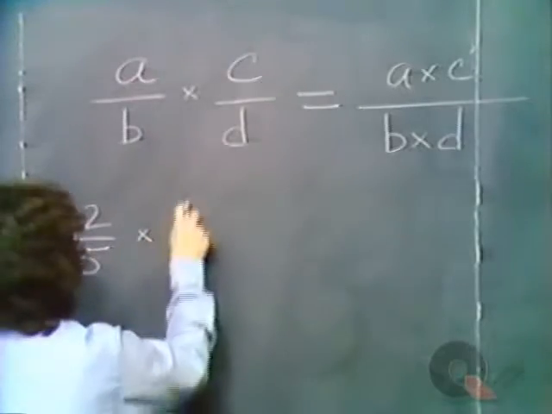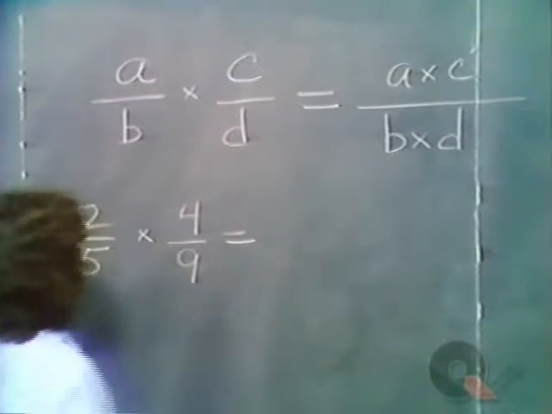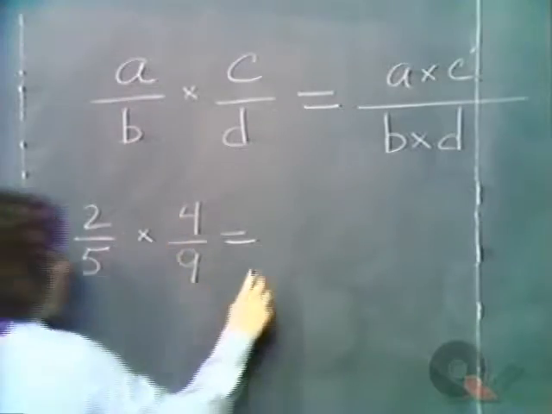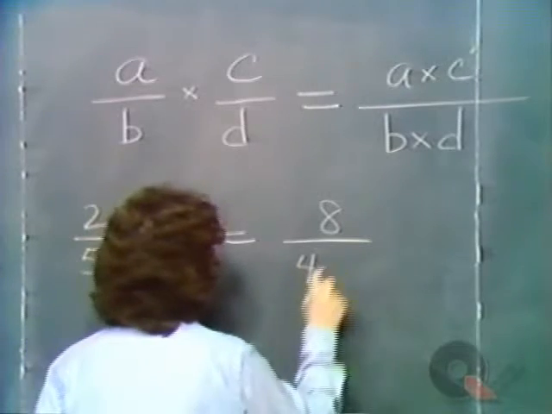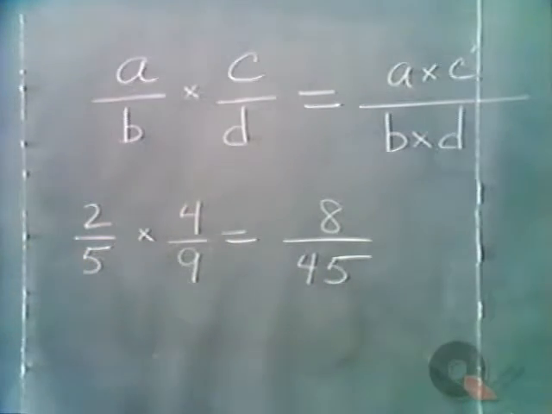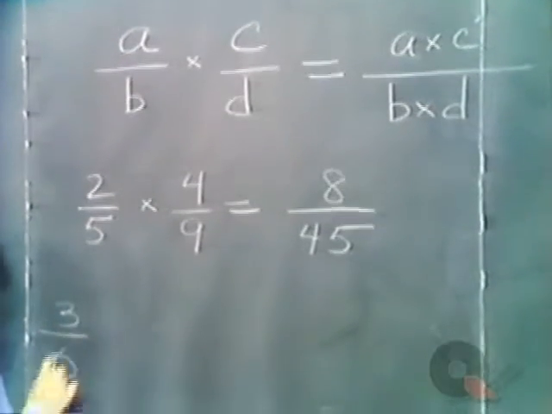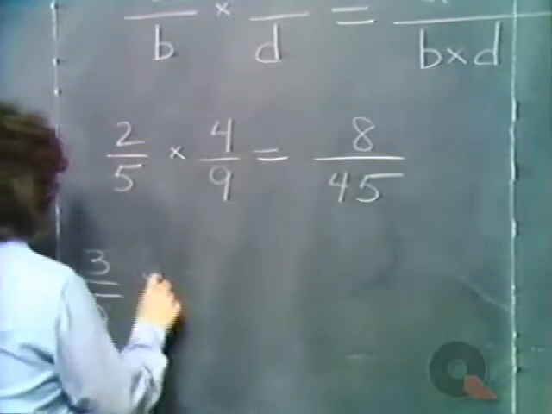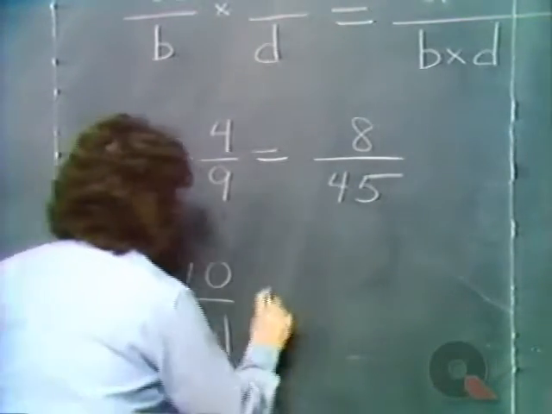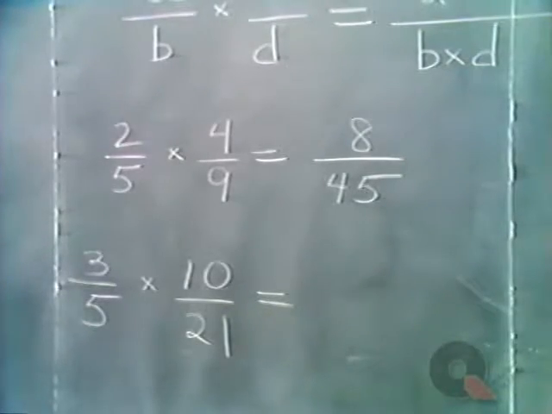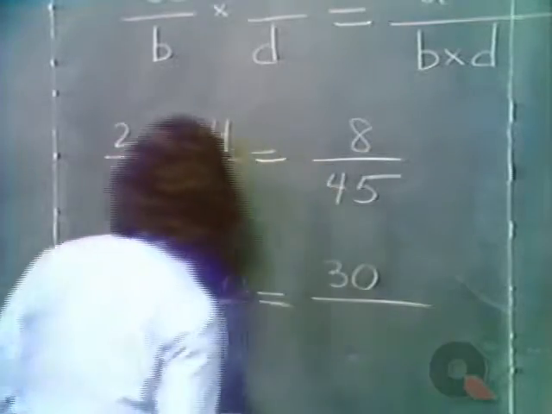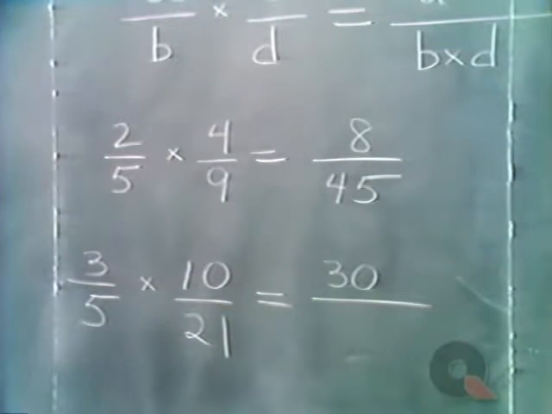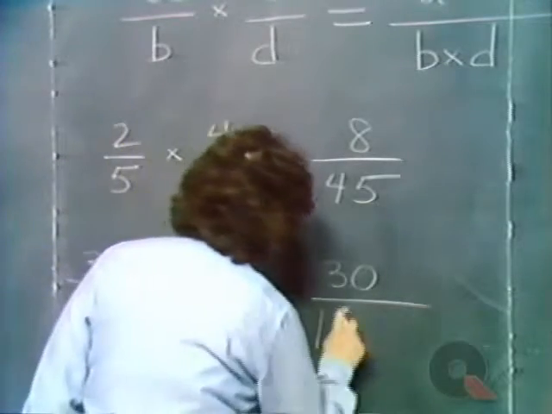Let's try an example. 2/5 times 4/9. You multiply the tops, 2 times 4, that gives us 8. Divide by the product of the bottoms, 5 times 9, 45. So 8 divided by 45, or 8/45. What about 3/5 times 10 over 21? Well, you can multiply the tops, giving us 3 times 10, 30, and divide by the product of the bottoms, 5 times 21, which is 105.